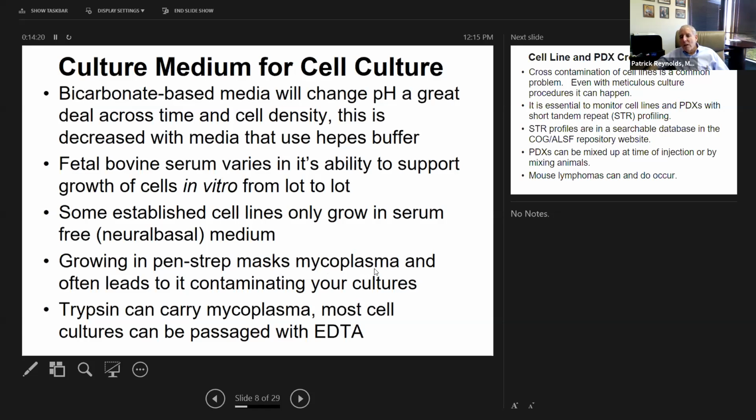And we encourage people to go to that for your cell culture because pen strep does change cells actually, but most importantly, it'll mask this mycoplasma, and you'll pick it up right away if you're antibiotic free. If you're not, it can be there and you won't see it. And then you've got that contaminating your results. And finally, trypsin that people like to use can carry mycoplasma. We don't use it at all. We use EDTA. Most all cell cultures can be passed with just EDTA-based divalent cation-free salt solutions such as Puck's saline. And we recommend doing that rather than using trypsin.